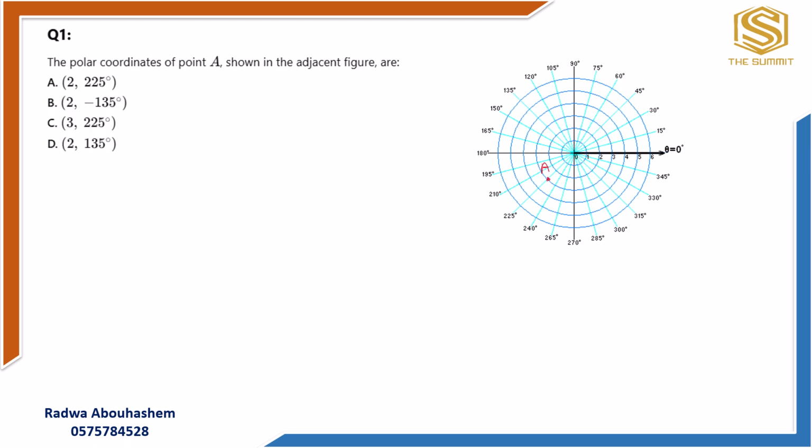Now let's try to solve some problems over the part that we have discussed before. The polar coordinate for point A, shown in the adjacent figure. Here's point A, in which circle 1, 2, 3, and which line is here is 225. So it's 3 and 225. Here it is.